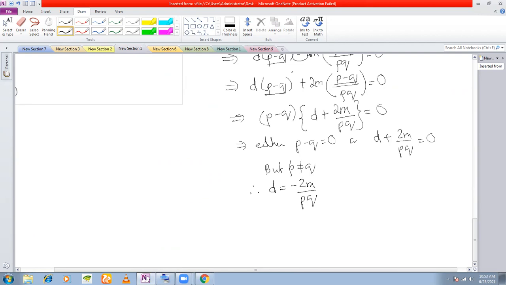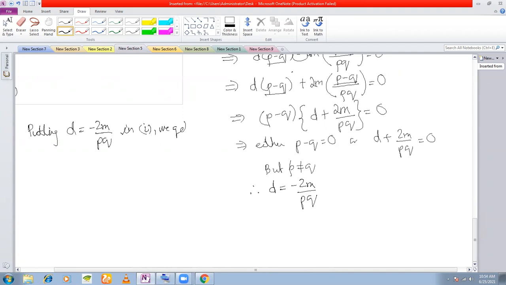You have got the value of the common difference. Now, once you get the value of the common difference, you can put this value in any of the two simultaneous equations to get the value of the first term, a1. Okay, let us do here, putting d is equal to minus 2m by pq in 1.